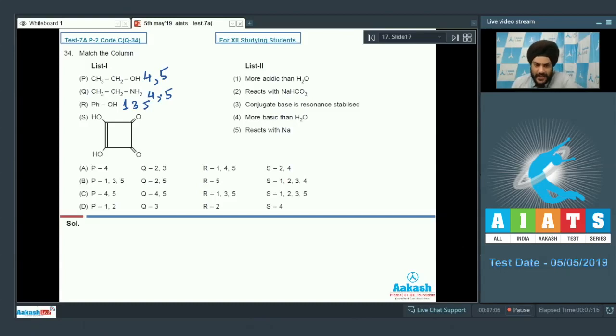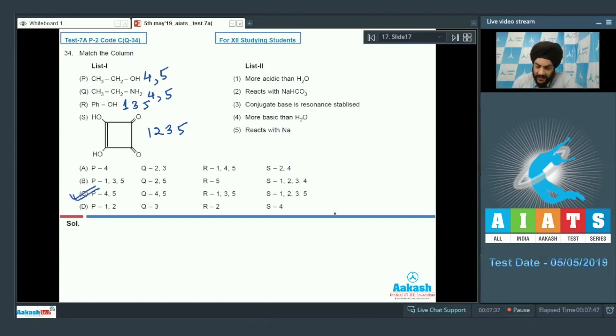If you talk about the S option, it is squaric acid. So it is more acidic than H2O. It reacts with sodium bicarbonate to liberate CO2. The conjugate base is resonance stabilized. It is not more basic than H2O and it reacts with Na. So students, this is the correct match for question number 34 and it is given correctly in the C option. So students, for this question we have to mark the correct answer as option C.